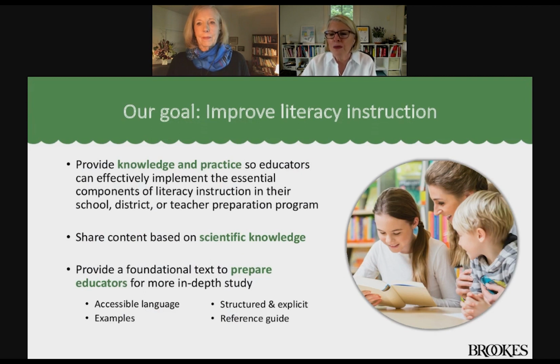So our goal is to improve literacy instruction, just as your goal is. And to do that, we wanted to provide knowledge and practice so that all educators could implement the essential components of effective literacy in their schools or districts or hopefully in teacher education. We wanted to share scientific knowledge. We wanted to provide a foundational text, kind of a literacy text 101 or a beginning literacy text. We wanted it to have accessible language. I kept talking to Brooks about making it a friendly text. We wanted to provide lots of examples, both structured and explicit, and we wanted to give a reference guide. Next slide.